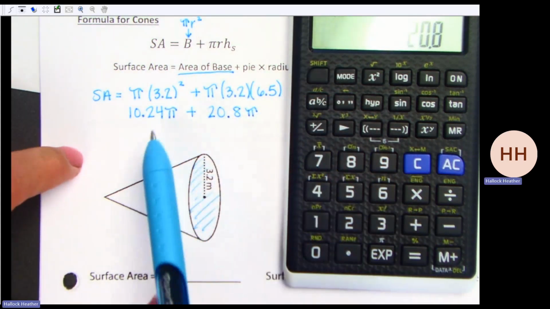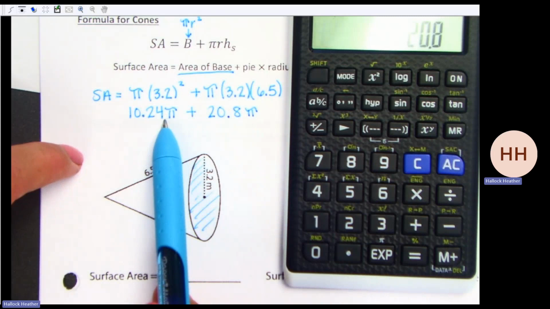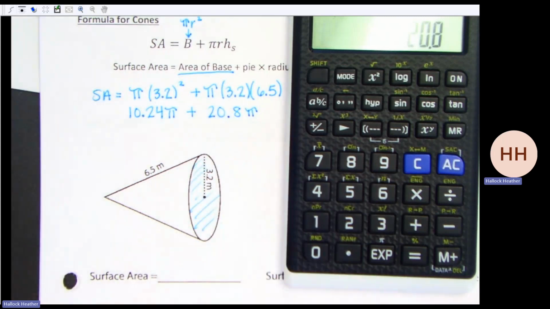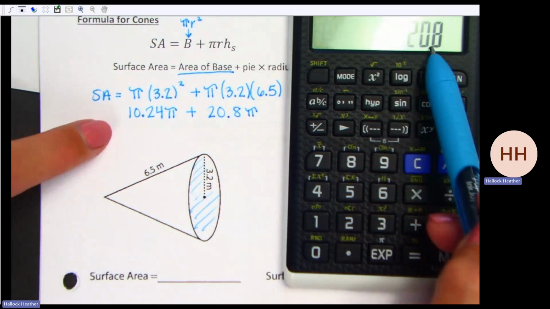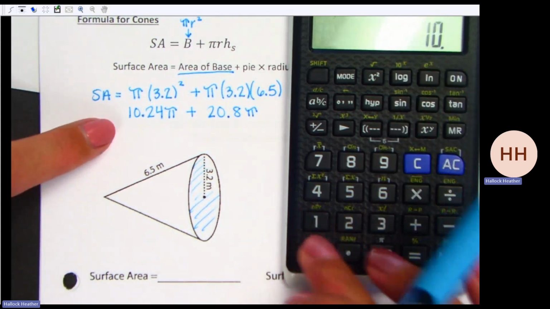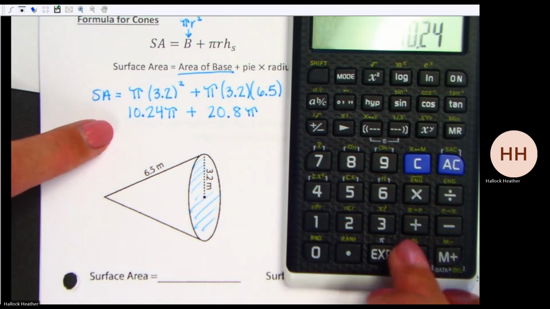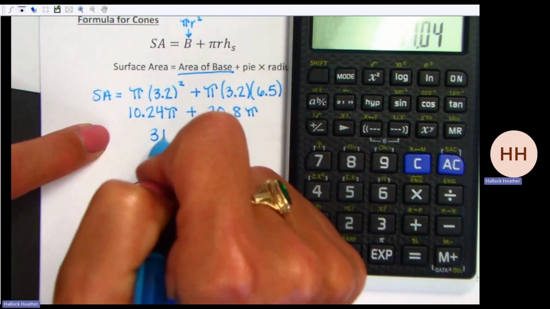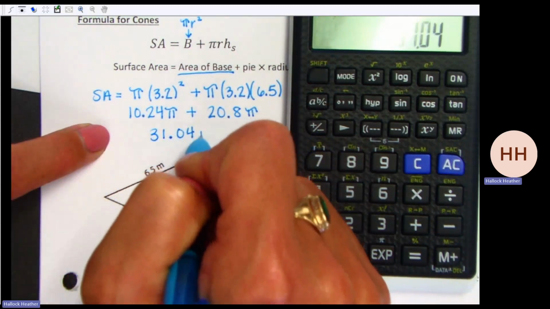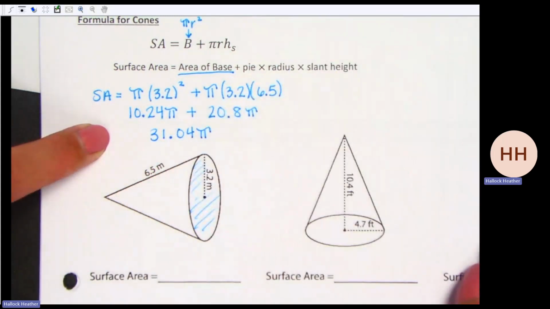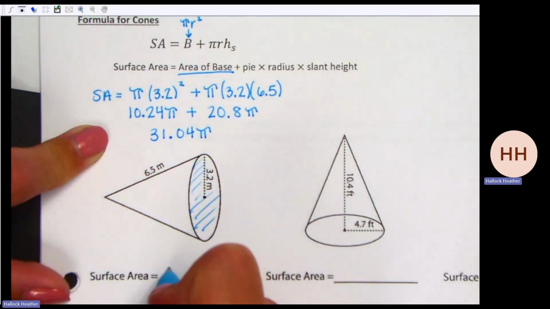Think about them as variables. If this is 2x and this is 3x, I'm just adding them together because they both have like terms. So if I take 20.8 and I add 10.24, I get 31.04 pi. That's the exact answer for the surface area.